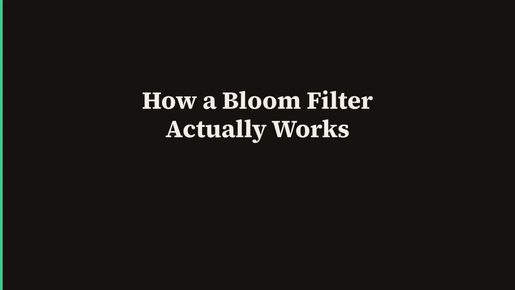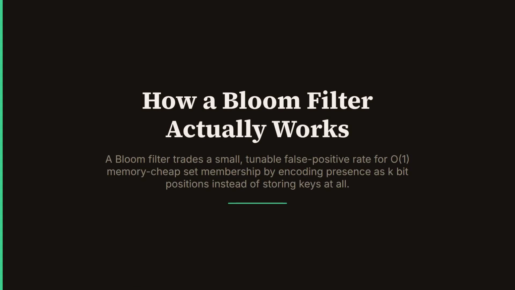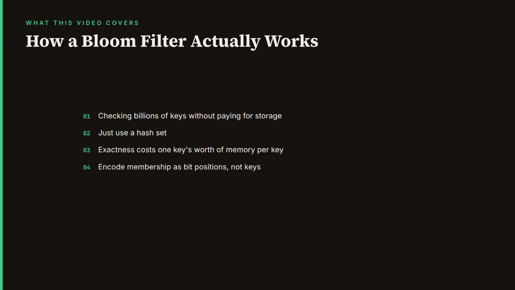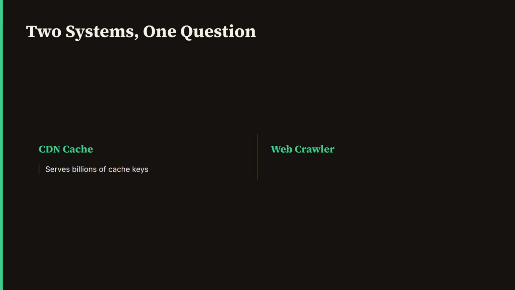Ask any engineer how to check membership against a billion keys, and the answer is almost always hash set. That means paying a billion keys worth of memory just for yes or no answers. A Bloom filter gets the same answer for a fraction of that cost, trading a small tunable error for never storing a key. A CDN serving a few billion cache keys, or a web crawler tracking every URL it has already fetched, faces the same question constantly.